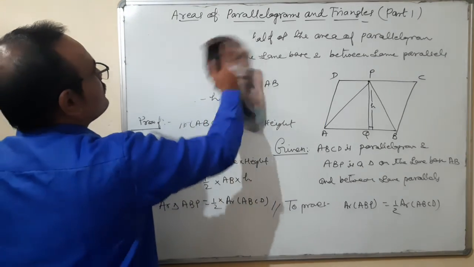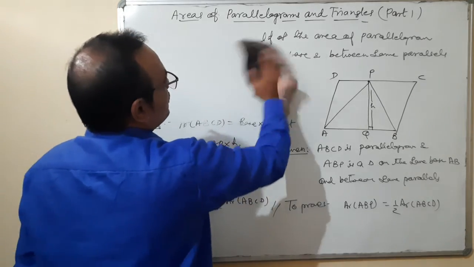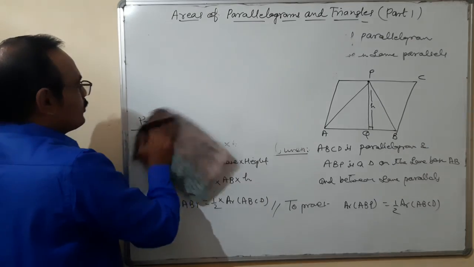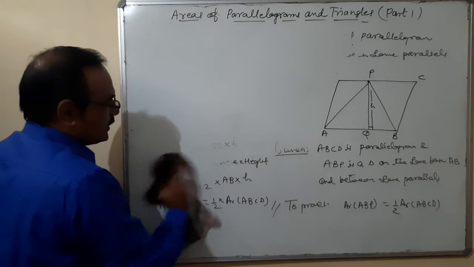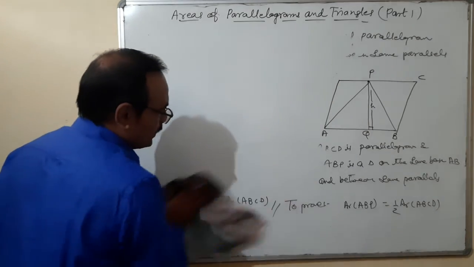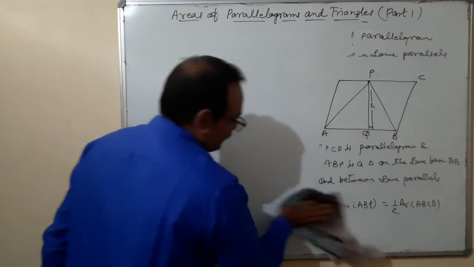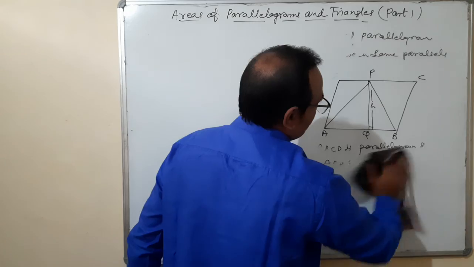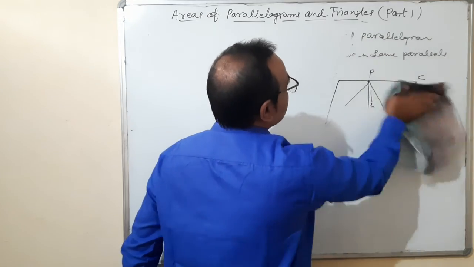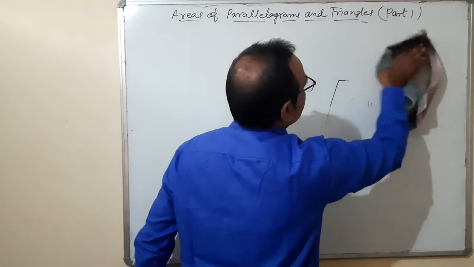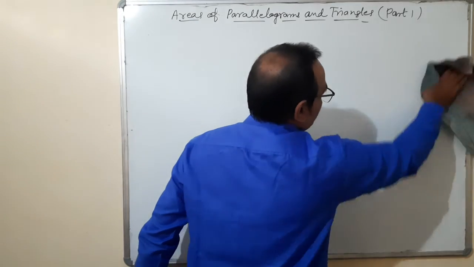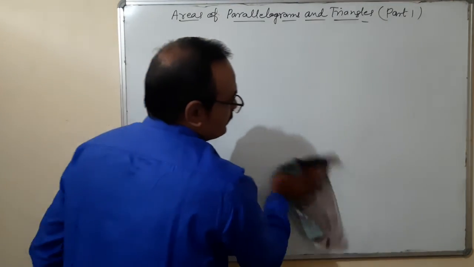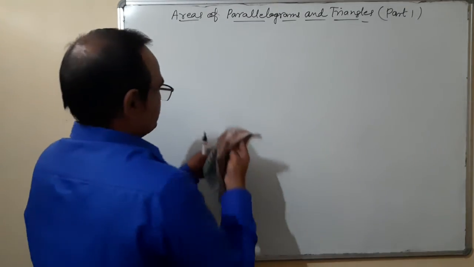We are taking some questions from this exercise. Now keep in your mind these two statements. Number 1: two or more parallelograms on the same base and between the same parallels are equal in area. And number 2: the area of a triangle is half the area of a parallelogram if they are on the same base and between the same parallels. We will remember these two statements and use them as direct results when we solve the questions.